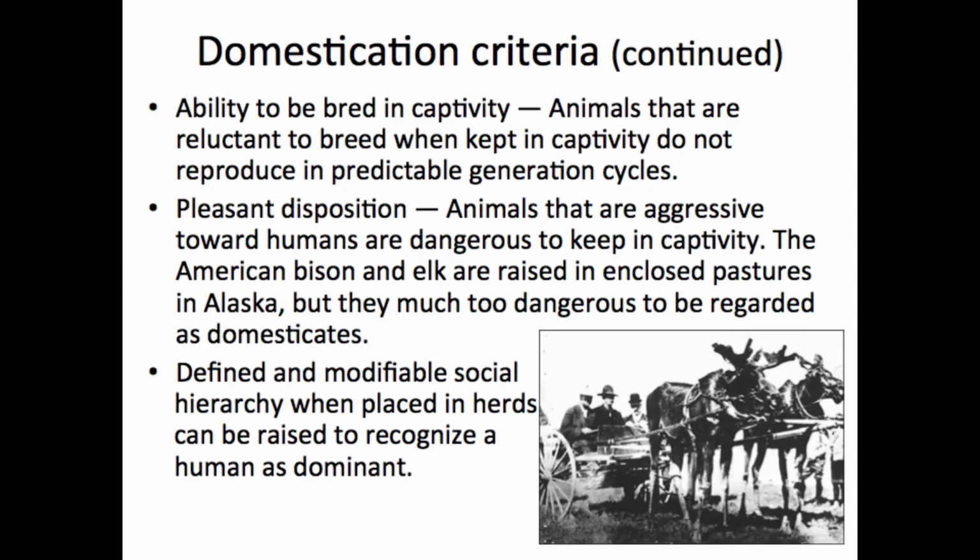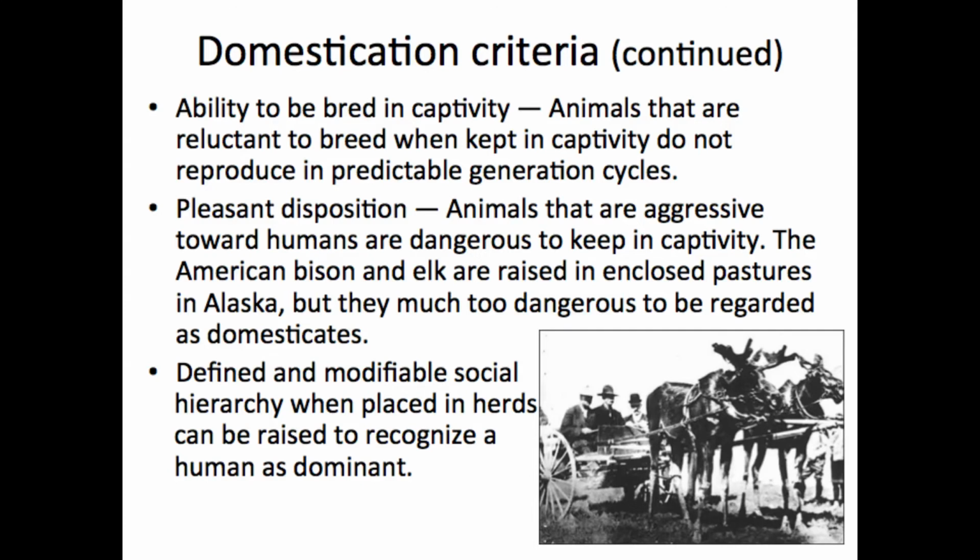What's another characteristic we need in an animal? It needs to have a defined and modifiable social hierarchy. Animals need to establish themselves within a herd and be able to get along. There are many animals that we can put in an enclosed area, and they do not develop a social hierarchy. They just do not get along very well.